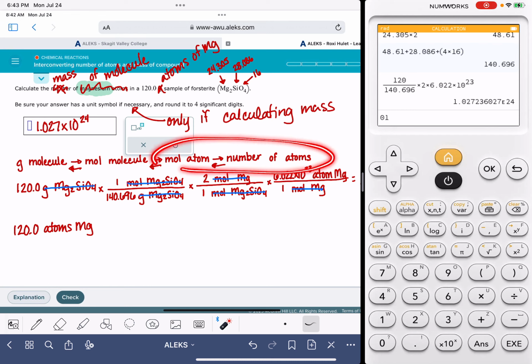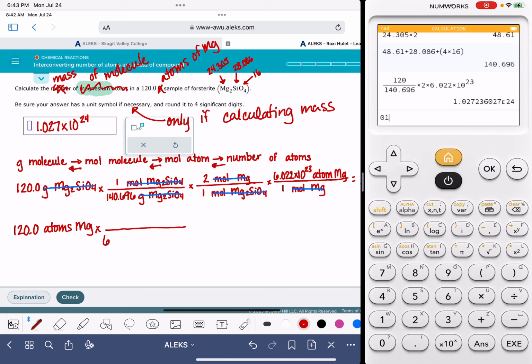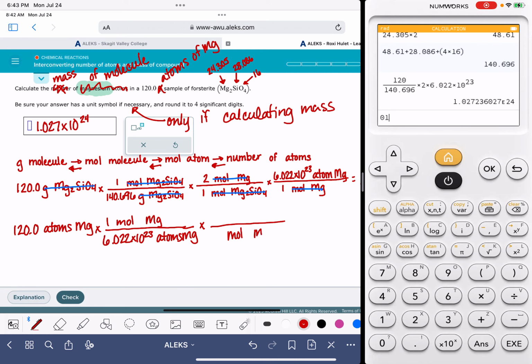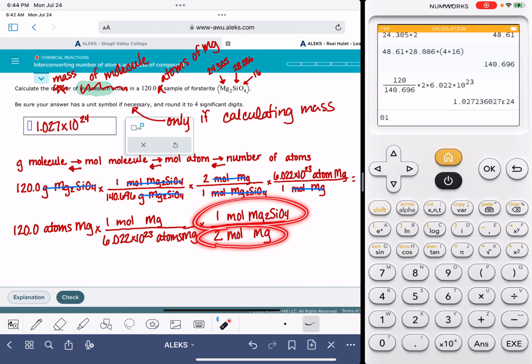And then we would want to convert from atoms into moles. And again, that's going to be using Avogadro's number, 6.022 times 10 to the 23rd atoms in 1 mole of magnesium. And then we want to do the next step where we're converting from moles of atoms into moles of the molecule. So we want moles of magnesium to cancel. We want to convert into moles of our molecule, Mg2SiO4. We're using the stoichiometric coefficients from the chemical formula, 2 magnesiums for every 1 mole of Mg2SiO4.